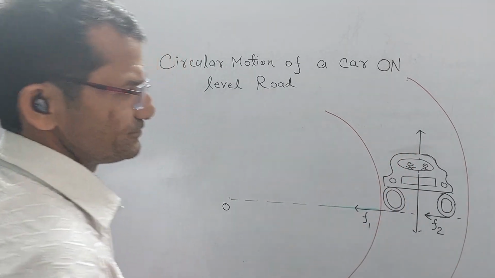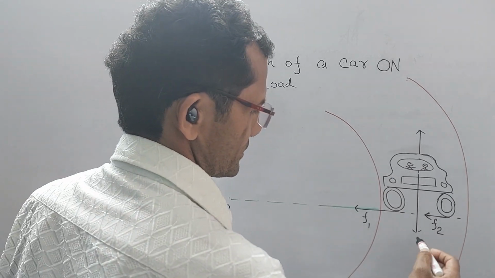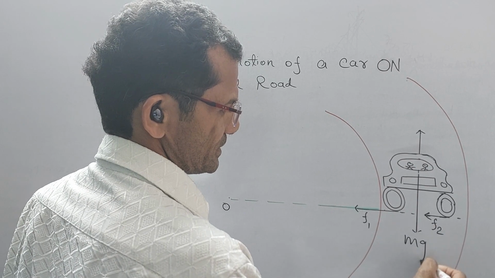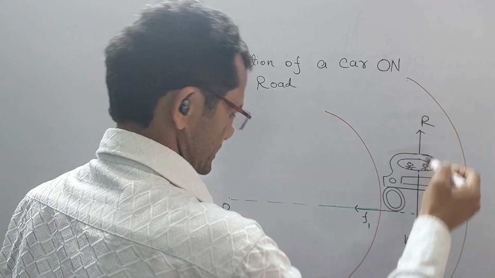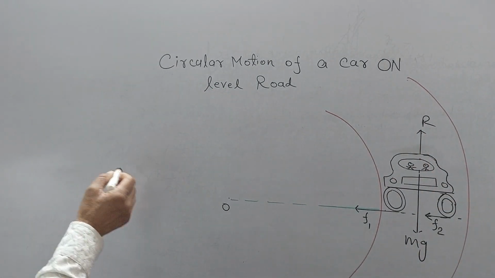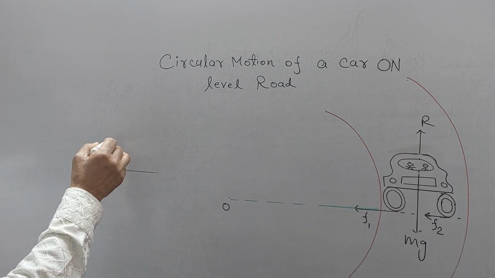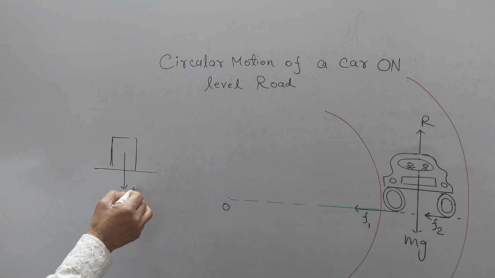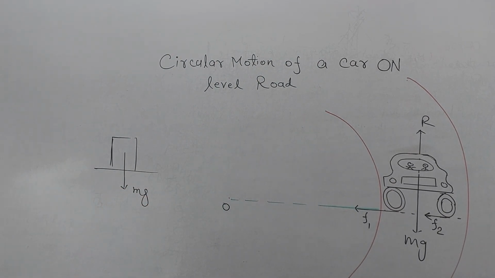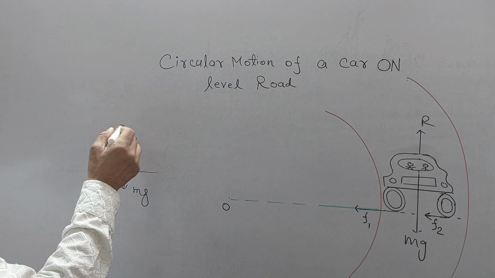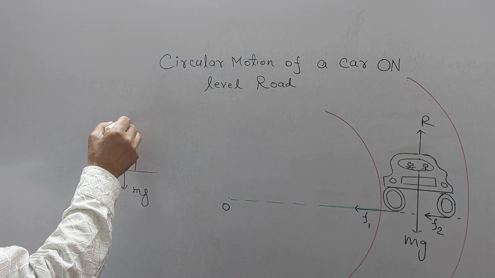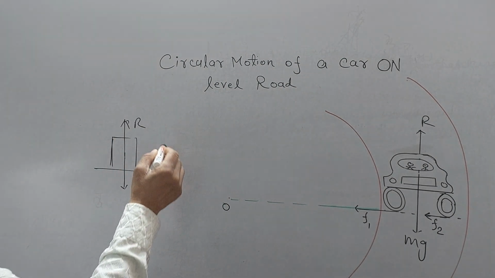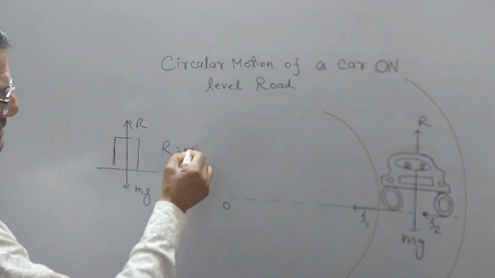So this is the vehicle. The weight of the vehicle acts vertically downwards. This is mg. Now there is the normal reaction. Whenever there is an object on a level surface, the weight acts vertically downwards, and the ground also acts with a normal reaction, which is R. Since there is no motion in the vertical direction, R is equal to mg.